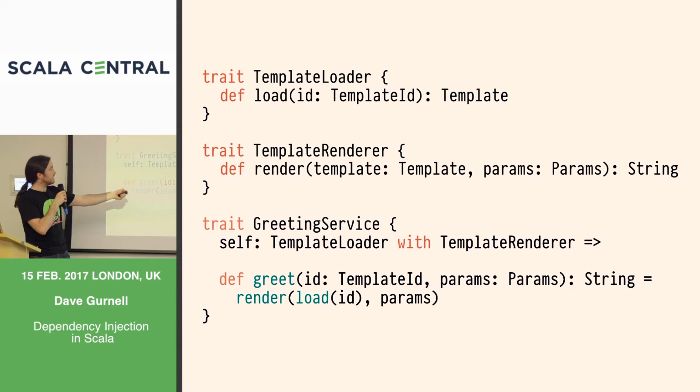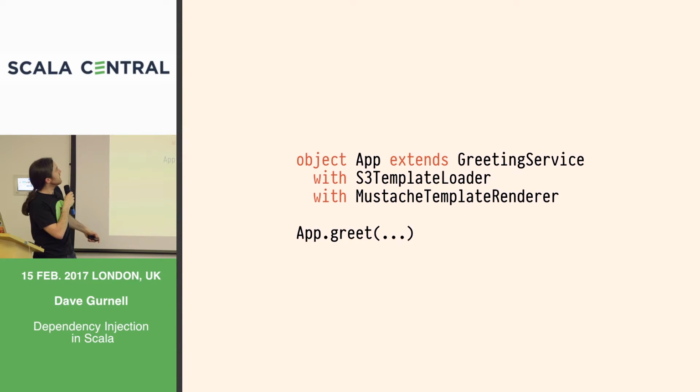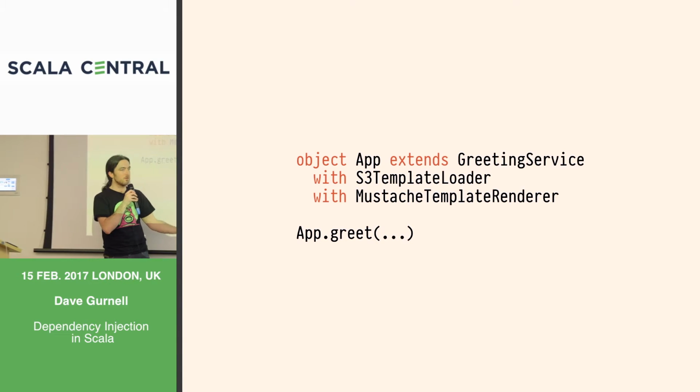And because I said this, the compiler is happy for us to say, oh, well, there's going to be a render method here eventually and a load method here eventually, so that's all fine. And then we build our app. I've got some slight naming inconsistencies here, but we build our app basically by mixing greeting service with the things it's depending on. And that's cool, right? That works. Everything comes into scope, it's all available, and it all compiles, and we can run the thing.